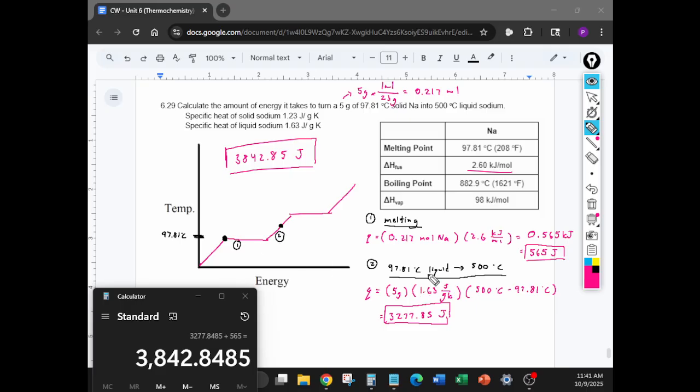And the second step, heating it up, is just Q equals MCAT. And then just make sure you use the specific heat for liquid sodium, because now you're in the liquid phase. And then you just add it up, and that's it.